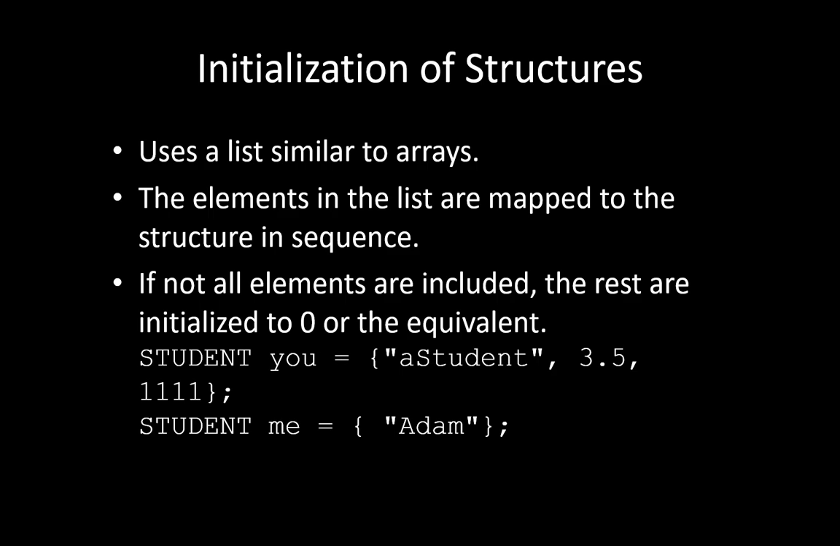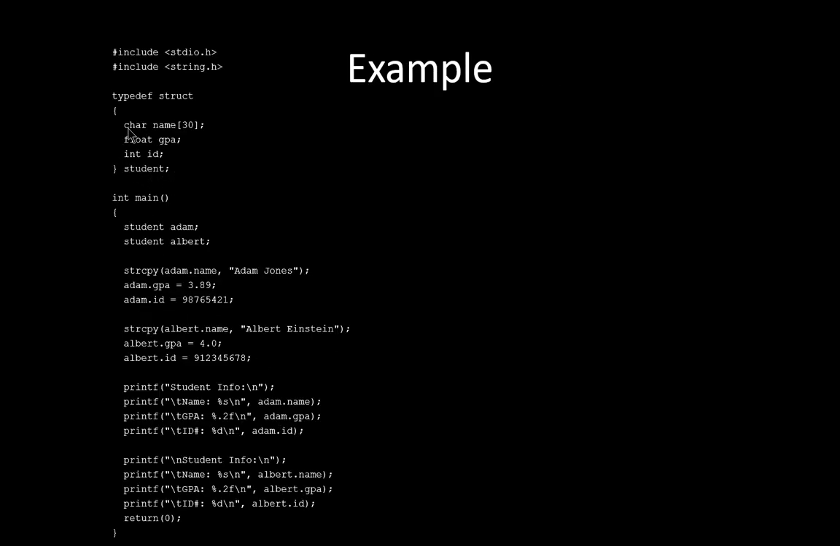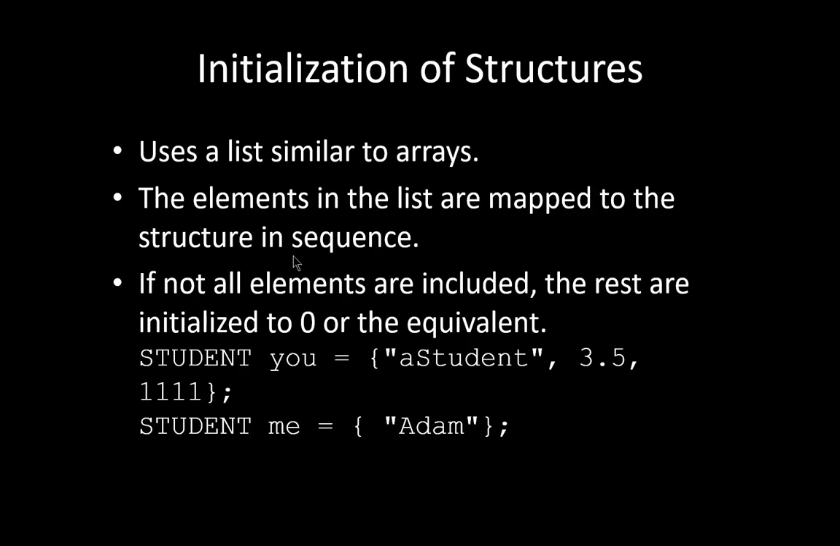And so yeah, you can initialize values within your struct based on the order that they were declared. For instance, here we declared name first, GPA, and then ID. You could initialize all of those at once, but you've got to do it in exactly the order that you listed them in your struct declaration. So the student name, GPA, and the student ID.